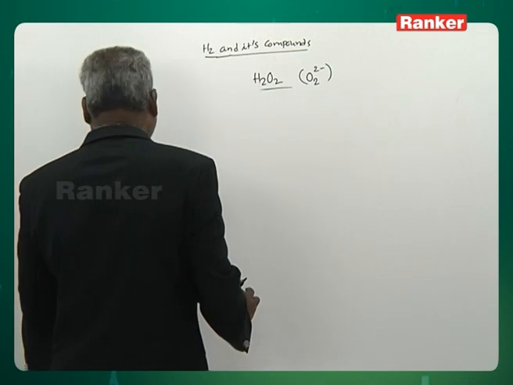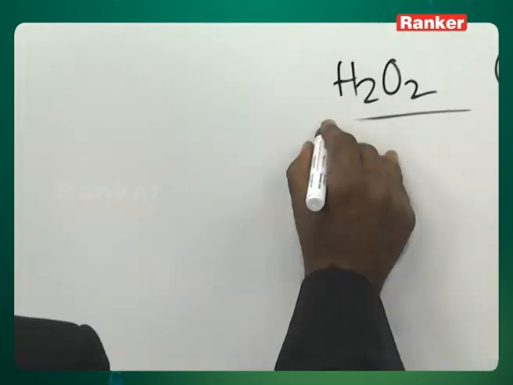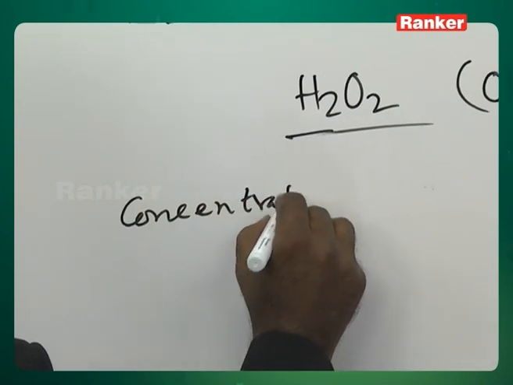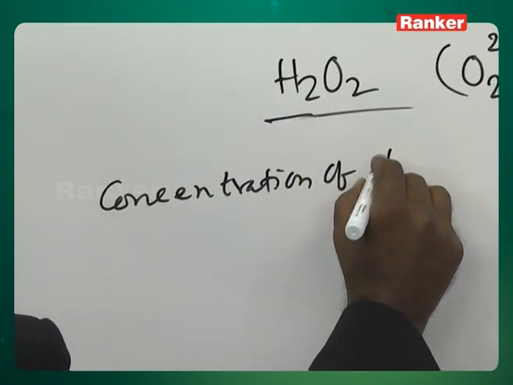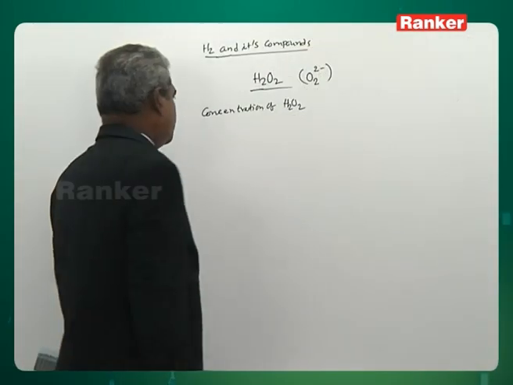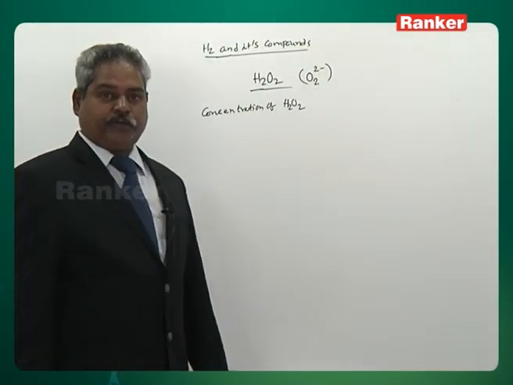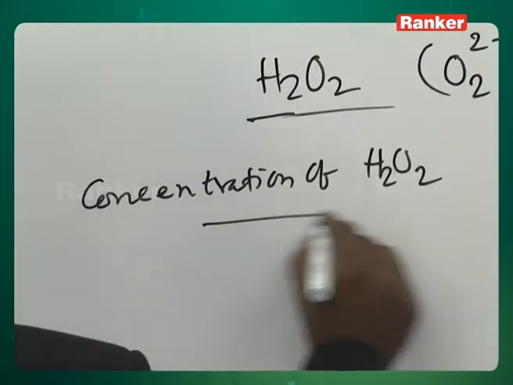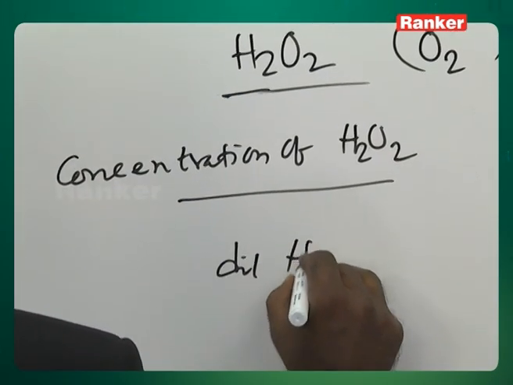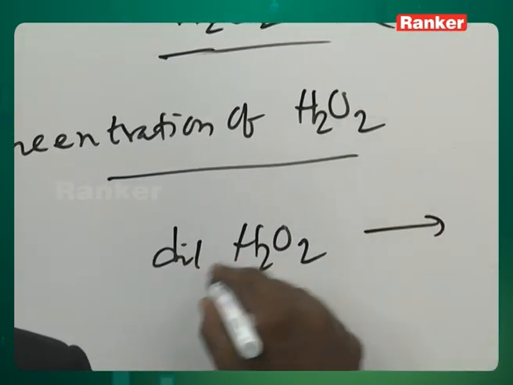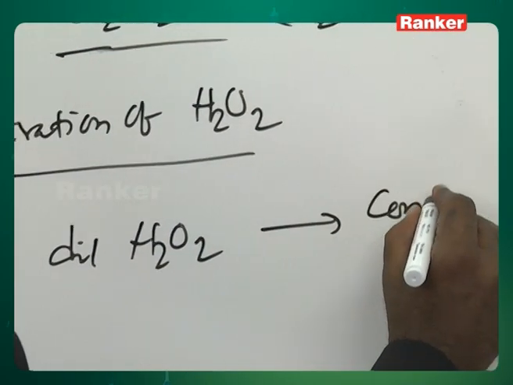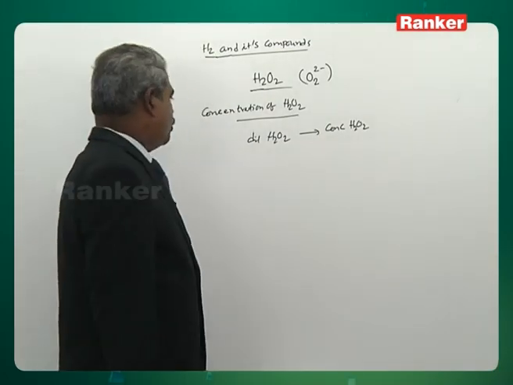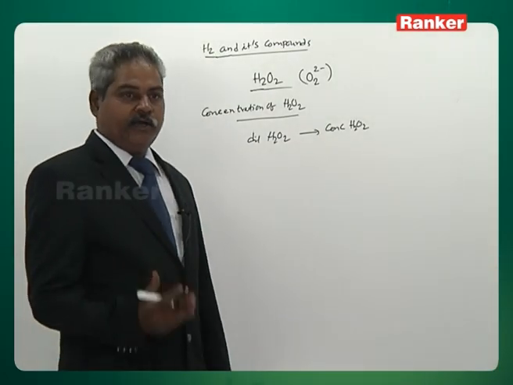Hydrogen peroxide has got a special property. Concentration of H2O2. I am not talking about measurement of concentration. Here concentration of H2O2 means dilute H2O2 to concentrated H2O2. Suppose there is a lot of water; we want to concentrate a dilute solution of hydrogen peroxide.